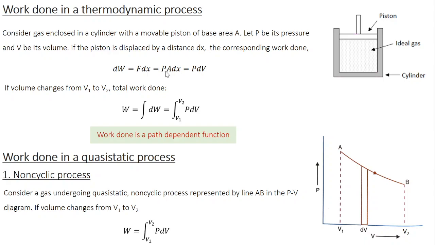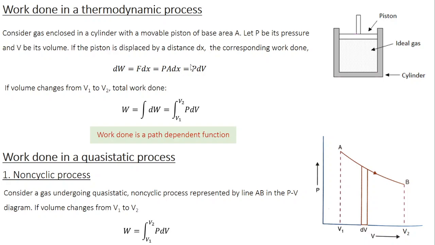And pressure is force per area. So I can write force as pressure into area. So dW is PA dx. Area into distance is volume. So A dx is going to be the change in volume dV. So dW equal to PdV. Remember, always work is associated with a change in volume.